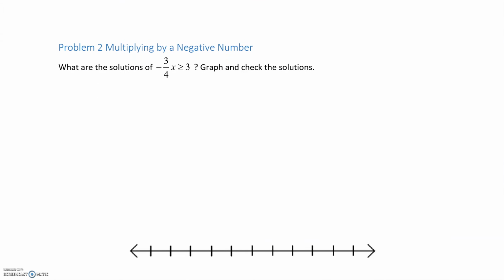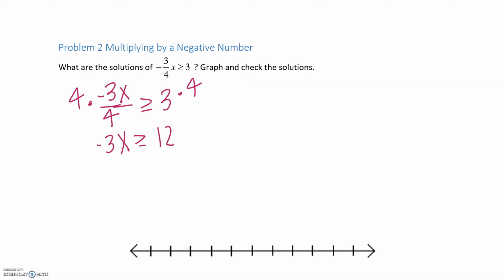Okay? So if we're going to multiply by a negative number, what this means for this one, negative 3 over 4 x is greater than or equal to 3. To get rid of this, what we're going to do is multiply by this 4 first. So multiply by 4 on both sides. And that's going to leave us with negative 3x is greater than or equal to 12.